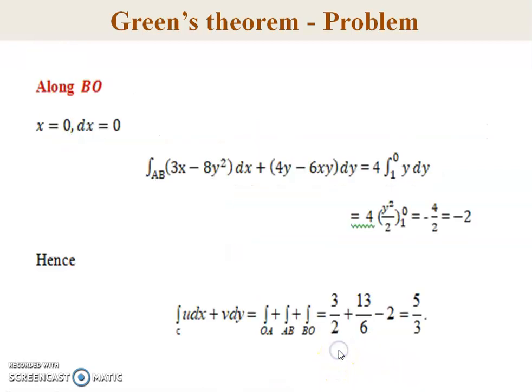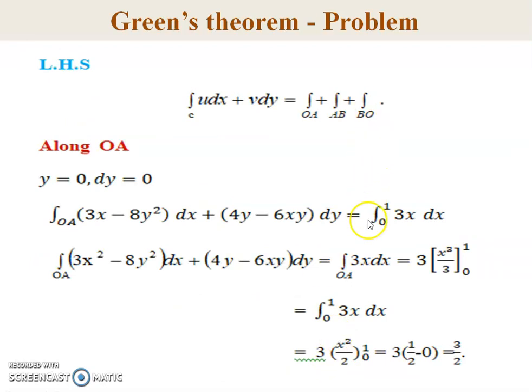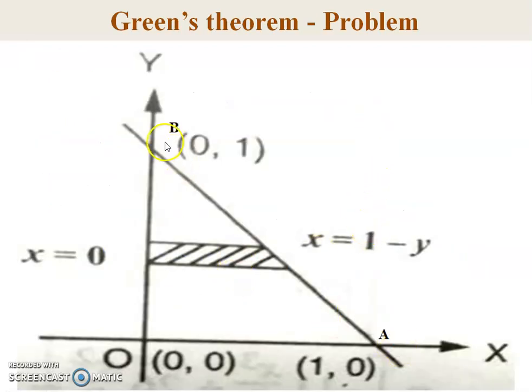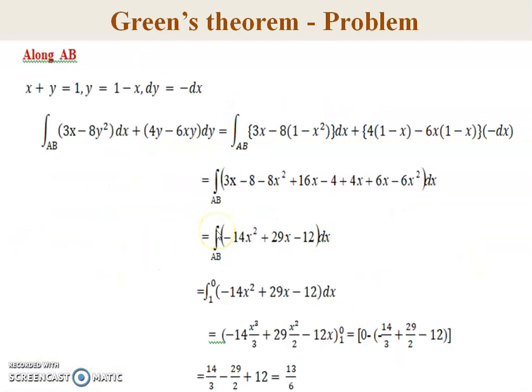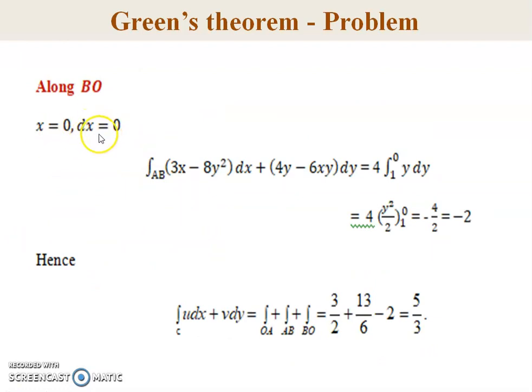Right. Now the last one is along BO. What is BO here? This direction, B to O. What is its equation? Equation x equal to 0, right? Therefore, differentiating this, dx equal to 0. Similarly, substitute here. If you put x equal to 0, dx equal to 0, the entire term becomes 0. We have only 4y dy.